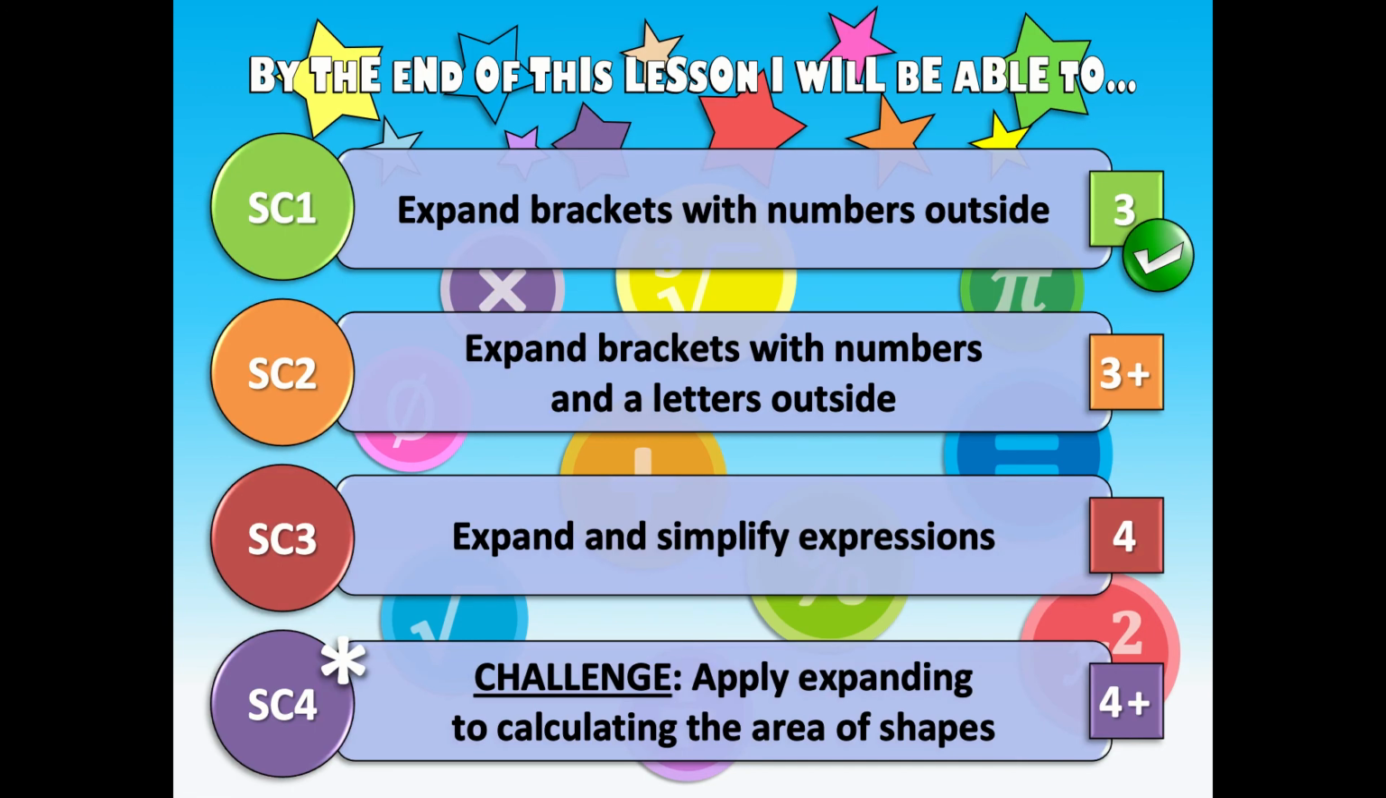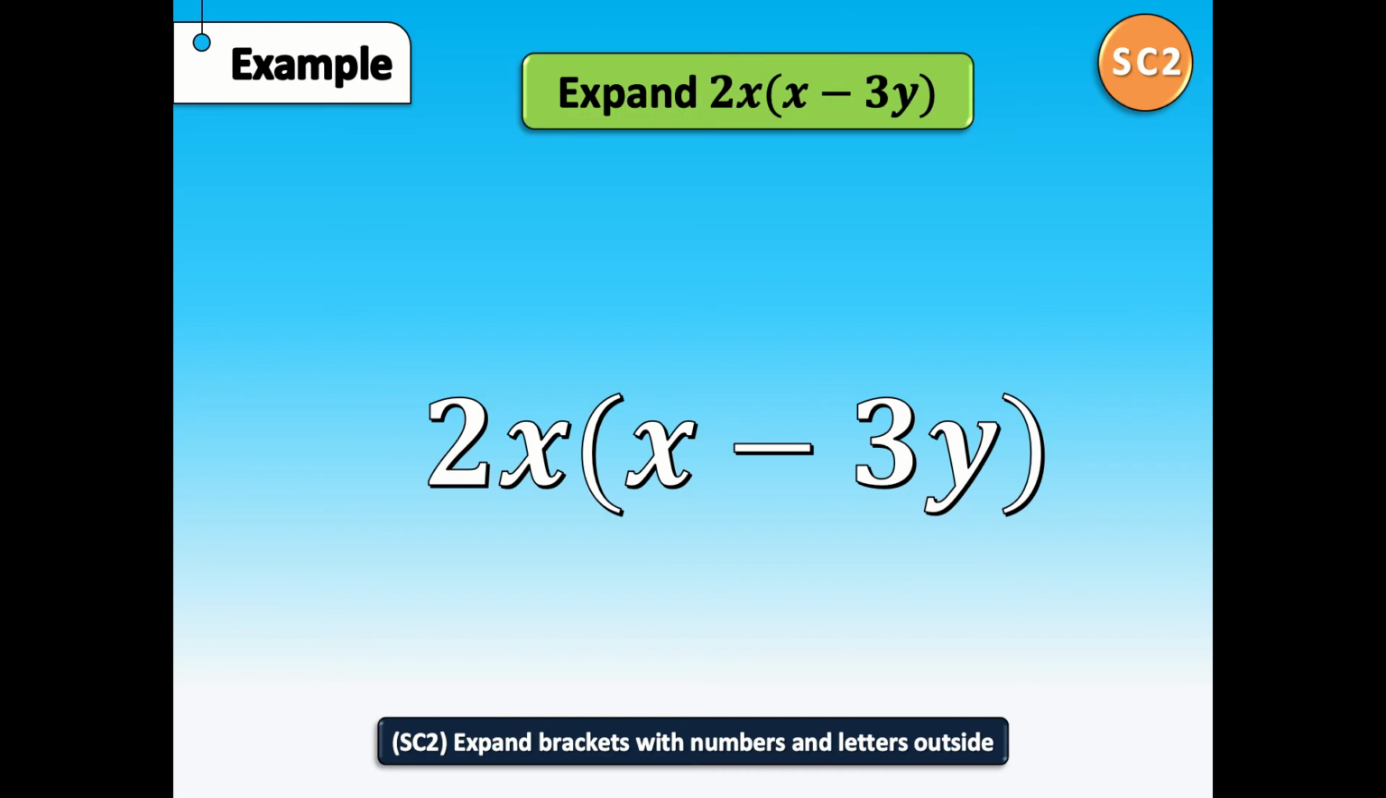So now we've completed success criteria 1, we're going to move on to number 2, and this is to expand brackets with numbers and a letter on the outside. So for this question, we want to do 2x times x minus 3y. So again, we use the same method as before, and we do 2x times x.